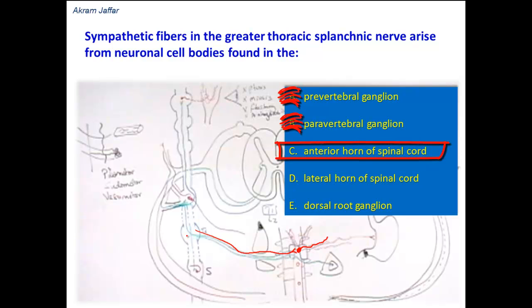Option C, anterior horn of spinal cord. These fibers are sympathetic fibers, and their cell bodies are not located in the anterior horn of the spinal cord. The anterior horn of the spinal cord contains cell bodies which are motor in function. The fibers of these cell bodies are going to supply the skeletal muscle fibers.